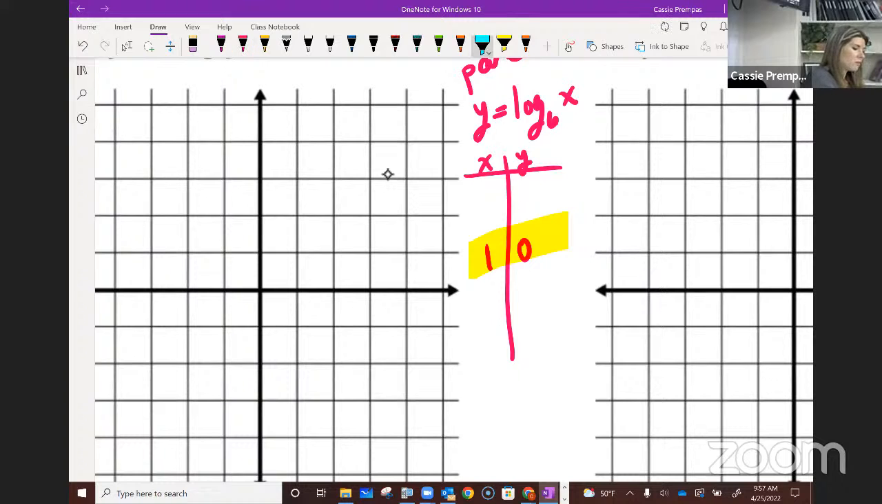Do you remember what other points would be good to plug in for a parent graph? Match the base. So you could plug in 6. What should come out if you are evaluating log base 6 of 6? 1. And what's another good point to plug in? Nice, 1/6. What will come out? -1. Awesome. It's like the opposite of the exponential graphs. So I'm going to have 1/6, -1, 1, 0, and 6, 1, and the graph kind of goes off. But then the log graph looks like this.